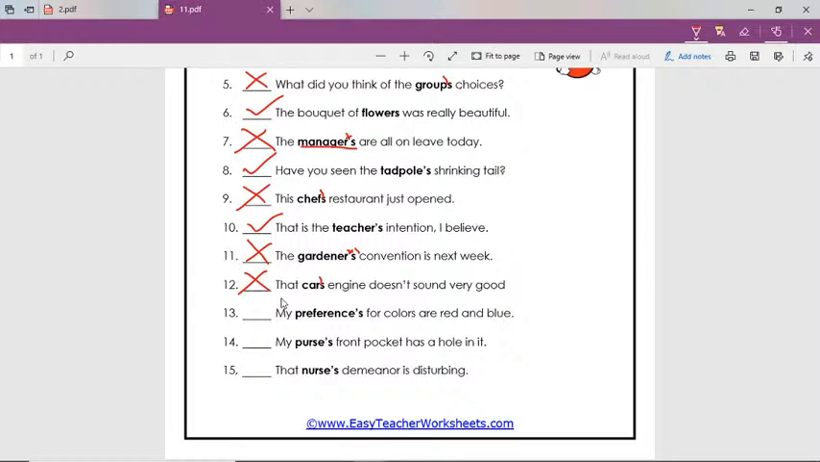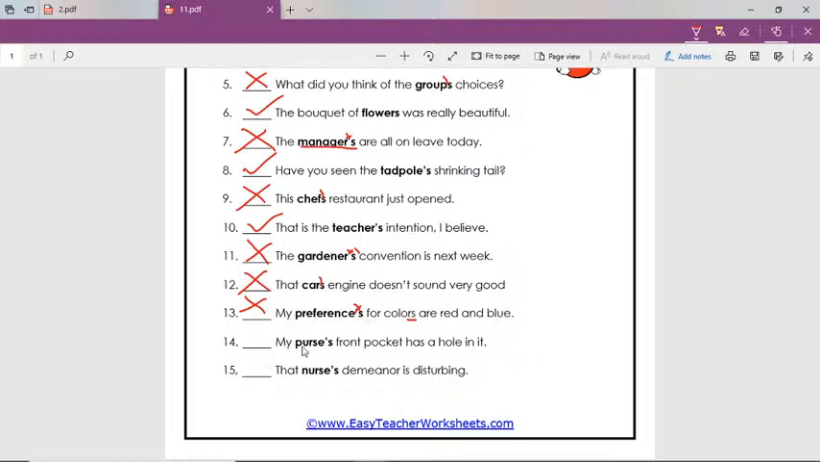Question 13. My preferences for colours are red and blue. This is incorrect because the colours don't belong to the preference. My preferences. So this should actually be a plural. Why is it plural? Because you have more than one colour at the end. For colours are red and blue, so there's two here. So my preferences for colours are red and blue. So the whole thing should be plural.